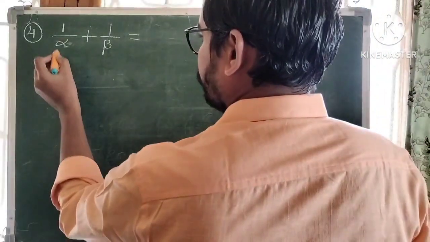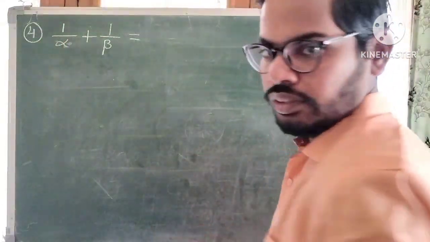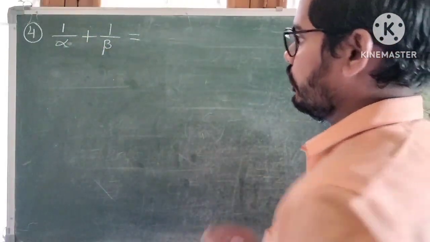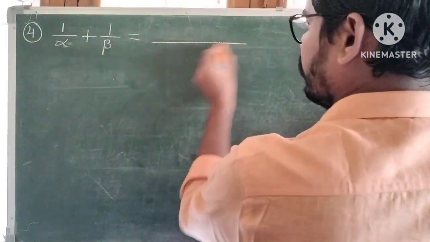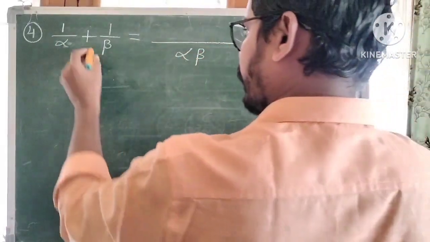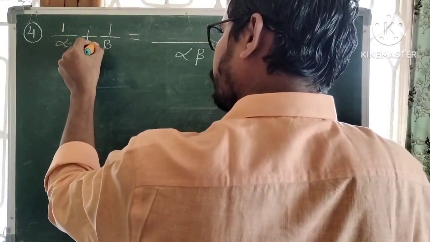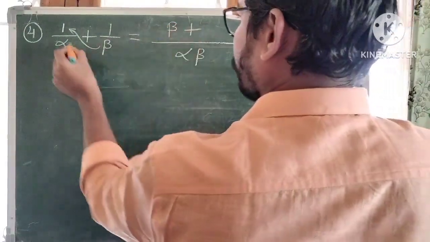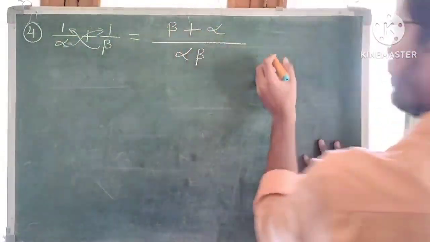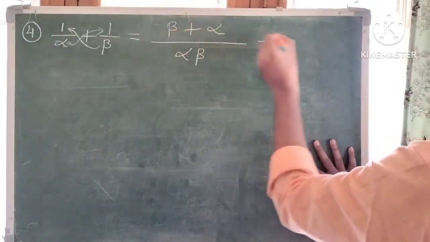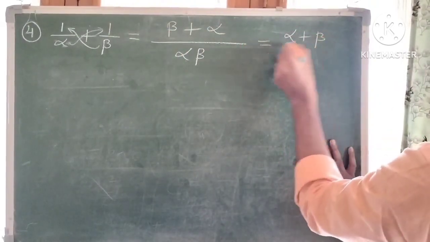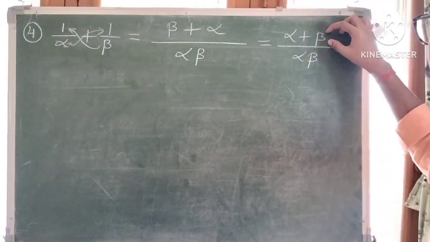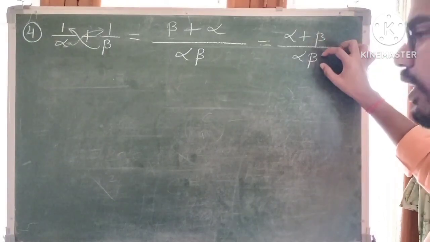Okay, so 1 by alpha plus 1 by beta. Okay, here as usual denominators are dissimilar. So what is the LCM of alpha and beta? Alpha beta. Okay, next, now take cross multiplication. 1 into beta plus 1 into alpha. So a plus b is equal to b plus a, beta plus alpha is equal to alpha plus beta by alpha beta. So here numerator is sum of the roots and denominator is product of the roots.